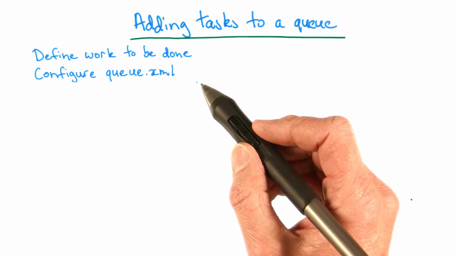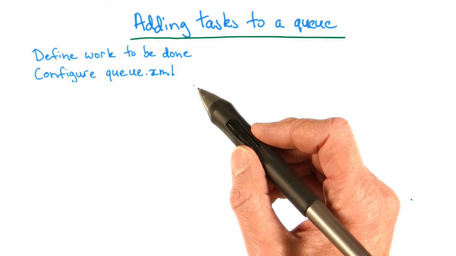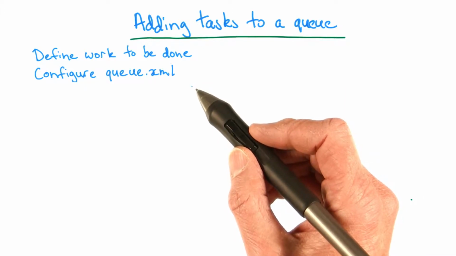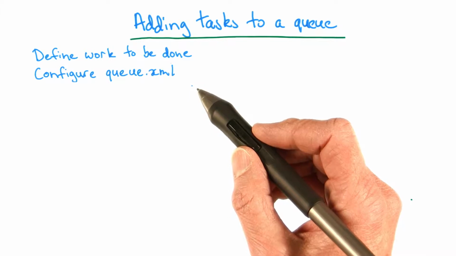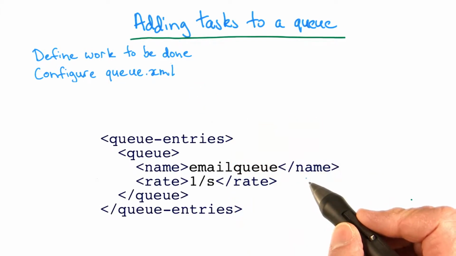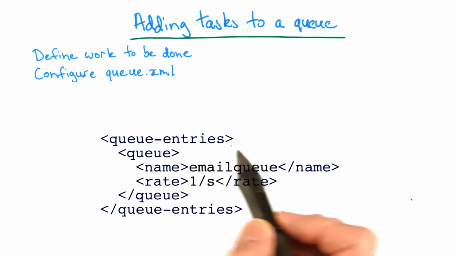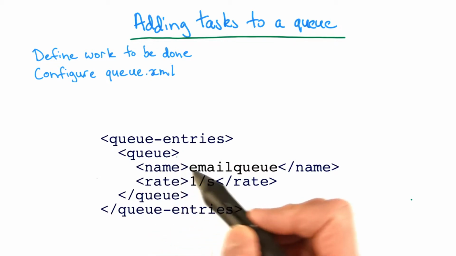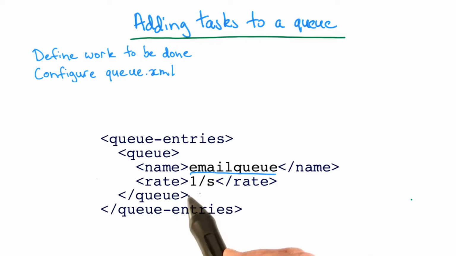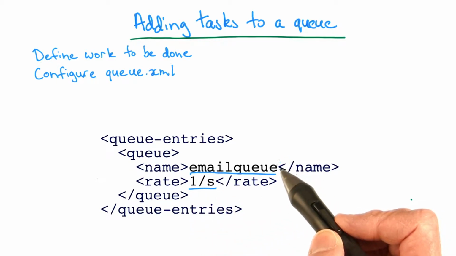Another thing you're going to need to do is to configure the queue, and you do that in queue.xml. If you're using the default queue, you actually don't have to do any configuration, but if you're using anything other than all the defaults, you're going to need to configure your queue in queue.xml. So here's an example of the content of queue.xml. You have the queue entries element that contains a queue element for every queue that you want to configure. You specify the name of the queue and the rate that it operates at, and there's a bunch of other parameters you can specify as well.